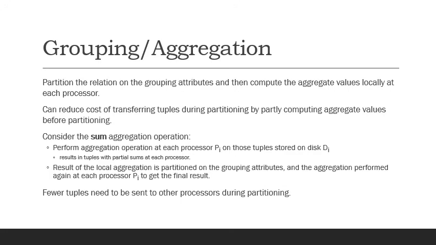Consider the sum aggregation operation. Perform the aggregation operation at each processor Pi on those tuples stored on disk Di. This results in tuples with partial sums at each processor. The result of the local aggregation is partitioned on the grouping attributes, and the aggregation is performed again at each processor Pi to get the final result. Fewer tuples need to be sent to other processors during partitioning in this technique.